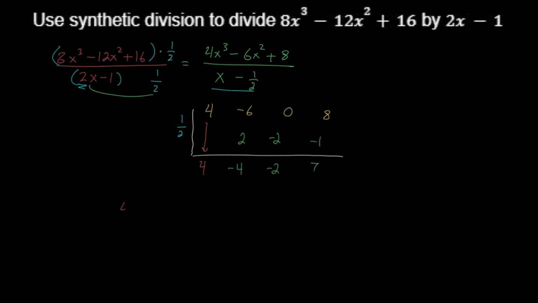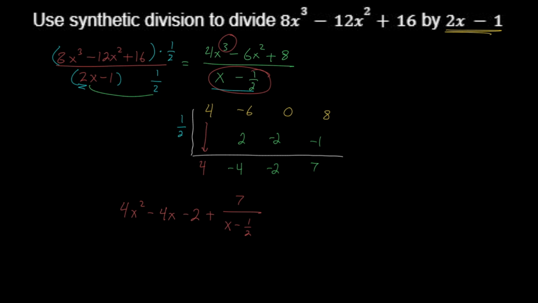We have 4x squared, reducing our first degree by 1, minus 4x minus 2, plus our remainder of 7 over x minus 1/2, because that's what we actually ended up dividing by when we did the synthetic division. But that's not our actual divisor. Our actual divisor was 2x minus 1, so we have to go back and undo that division we did at the beginning. At the beginning, we multiplied the top and bottom by 1/2, getting this fraction here. But we no longer want that fraction. We want to turn it back into 2x minus 1.